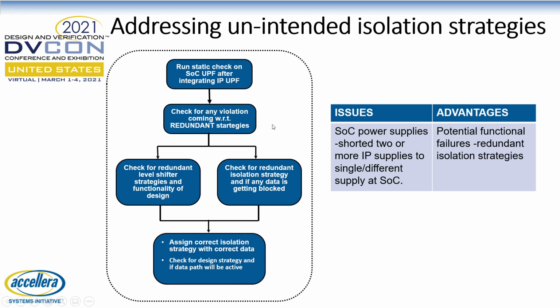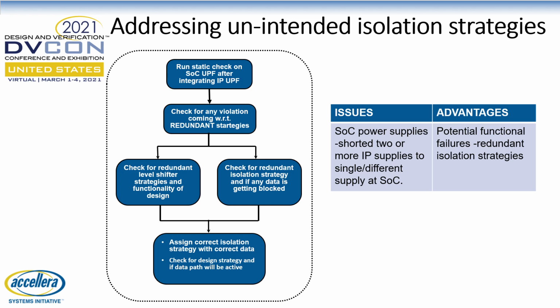The other point was addressing unintended redundant isolation strategies causing functional failures. While integrating IPs at SOC, multiple third-party IPs come into existence, which come with their multiple power levels, power domains, and their respective isolation and level shifter strategies. These issues basically come when we are using third-party IPs or outsourcing IPs from other vendors. However, at SOC the power supplies are significantly different, and at times we have shorted two or multiple supplies to one of the IPs.